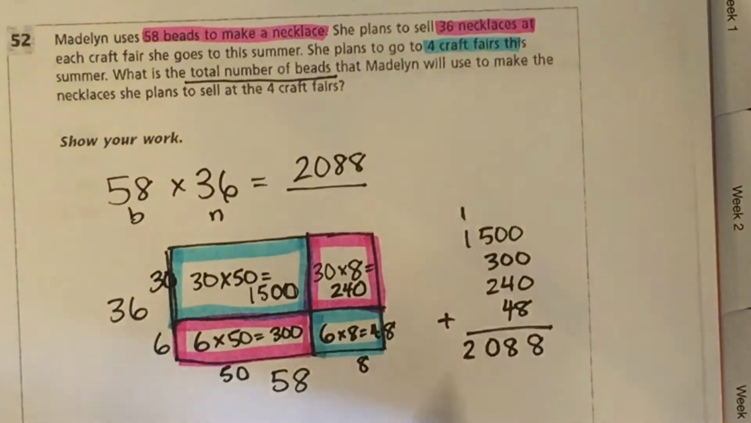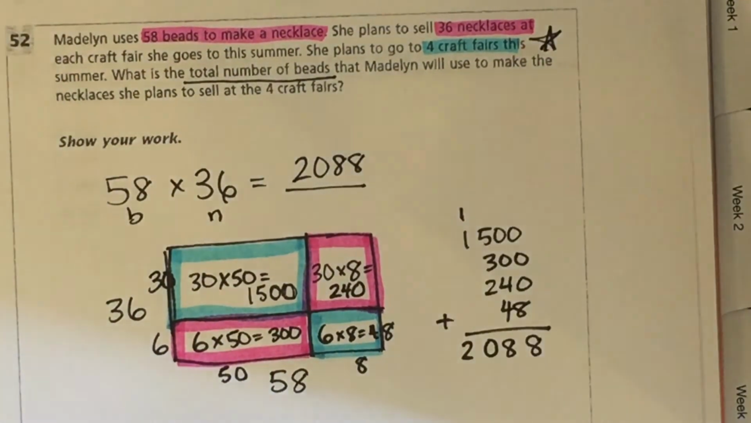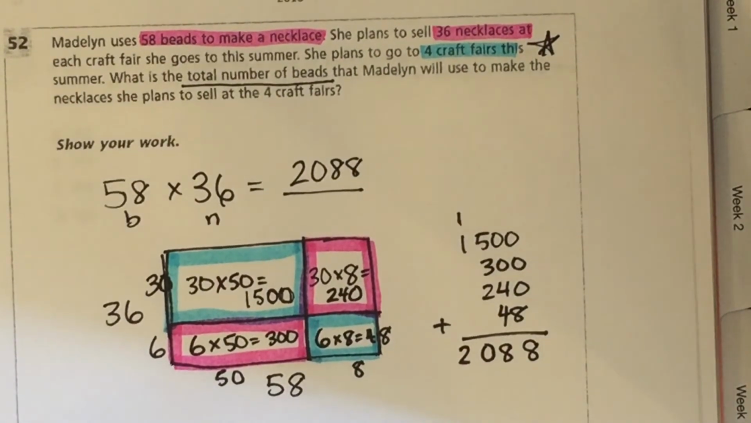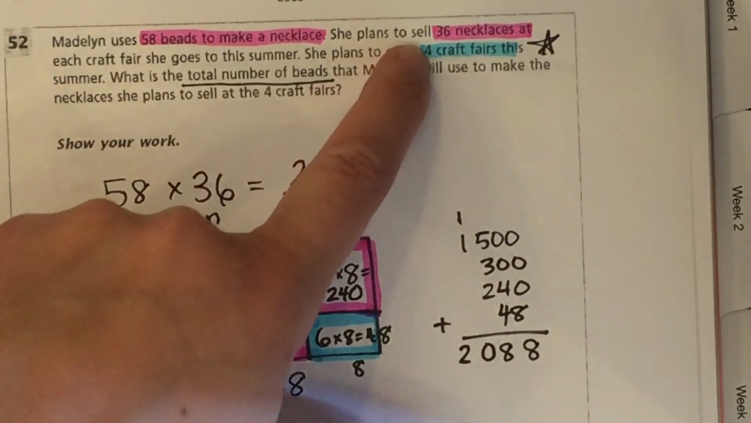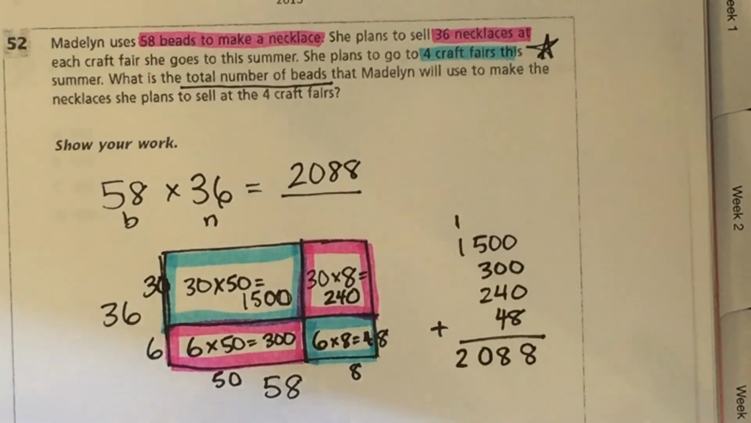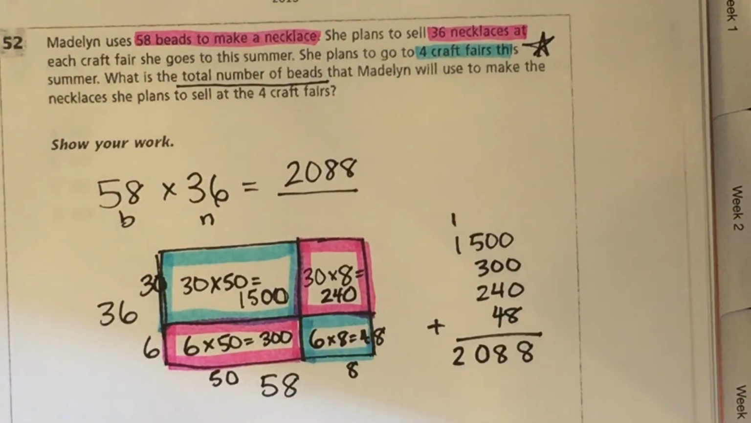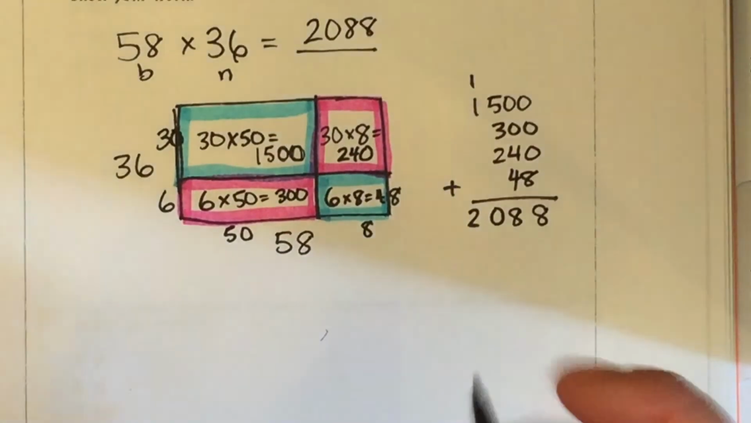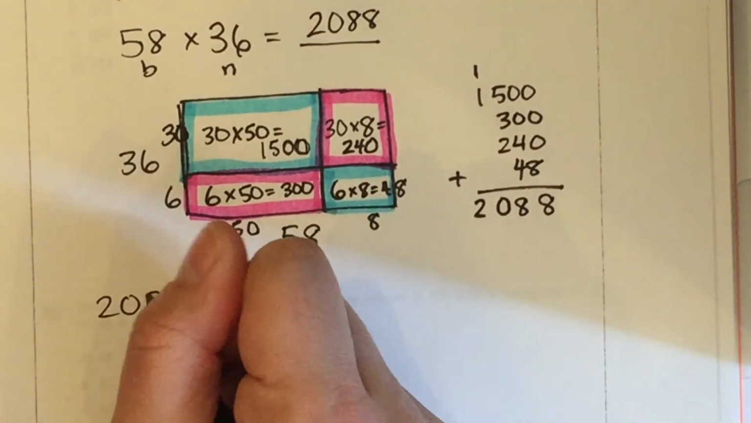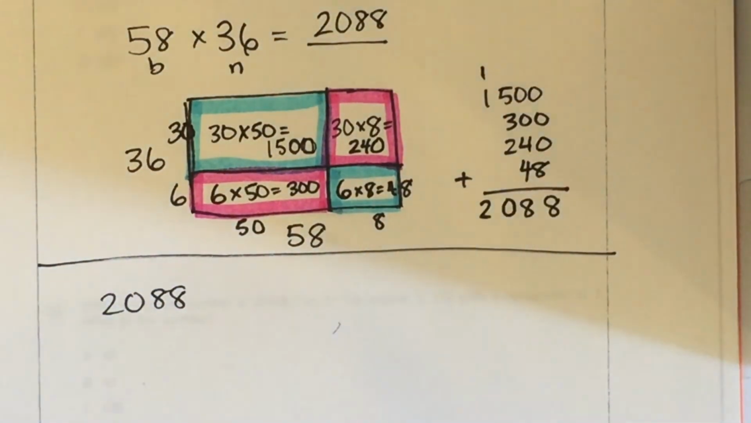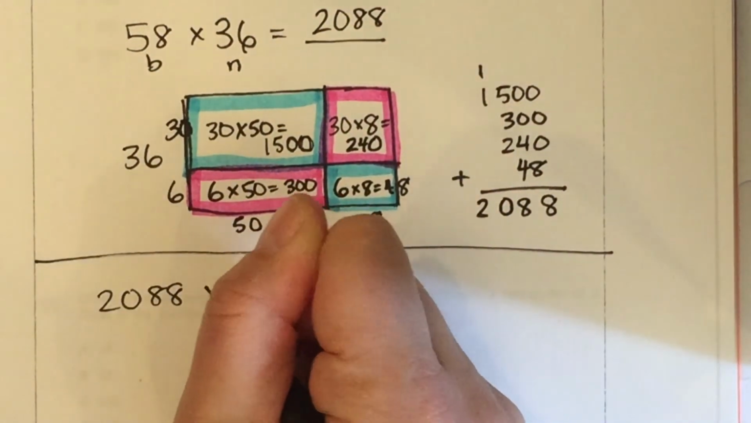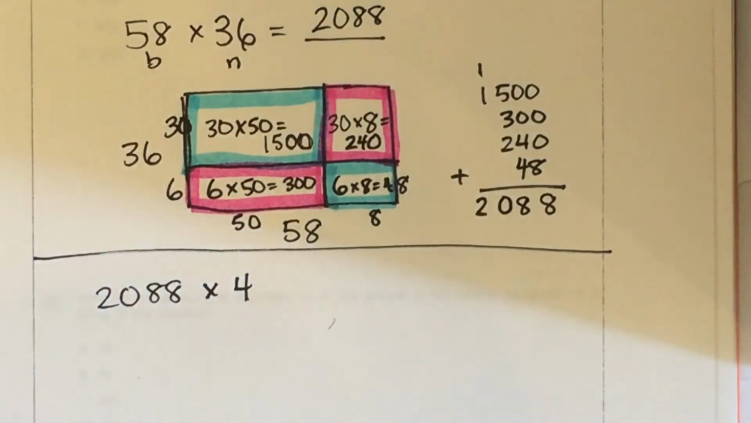But don't forget, there's another part of this problem. She's not just going to make 36 necklaces, she's gonna make 36 necklaces 4 times because she's gonna go to 4 craft fairs. So I'm gonna take that answer that I just got. Here, let me move this. 2,088 beads is how much she needs for 1 craft fair. You know what, I'm gonna draw a line. But she's gonna go to 4 craft fairs, so times 4. Okay, how do I figure this out?